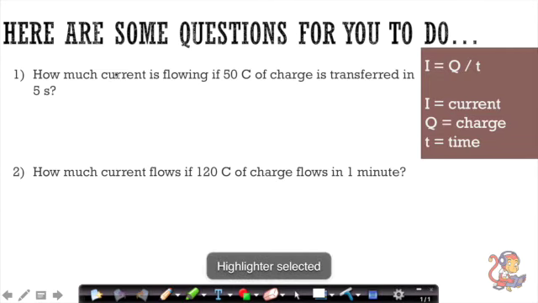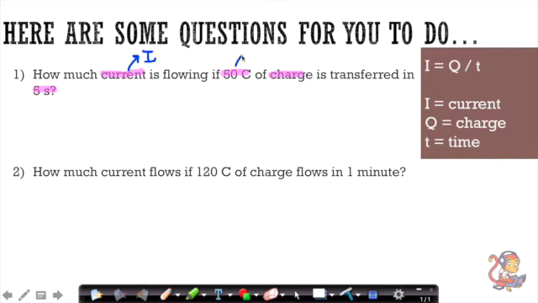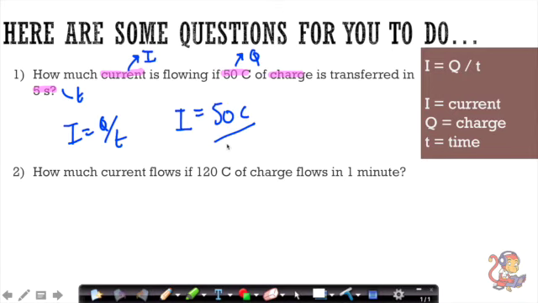So the first question says, how much current is flowing if 50 coulombs of charge is transferred in 5 seconds? So you write down the information we've got. We're asking for current, so we need to find I, and we're given Q, and we're given T. So we write down our equation, I equals Q divided by T, and then put our numbers in. I equals 50 coulombs of charge divided by 5 seconds, which means our current is 10 amps.